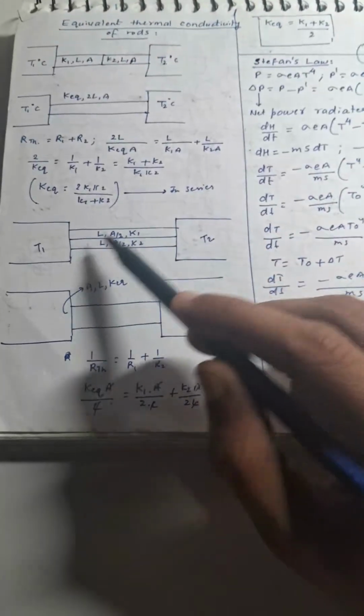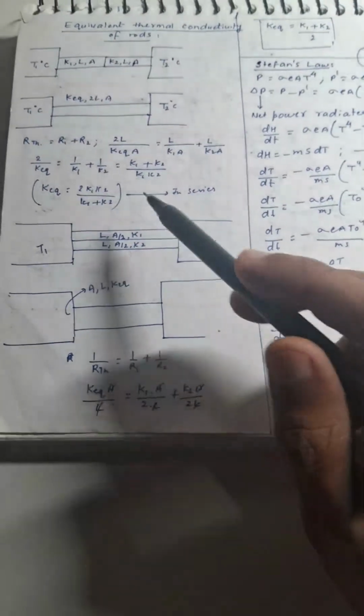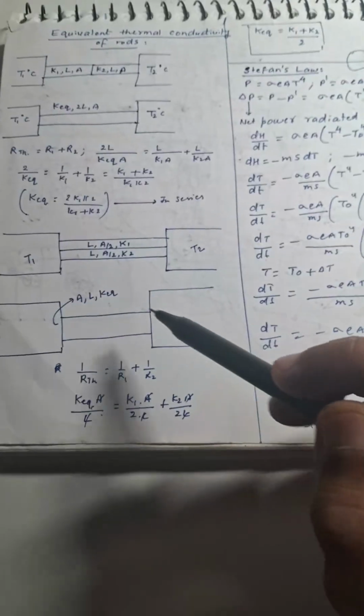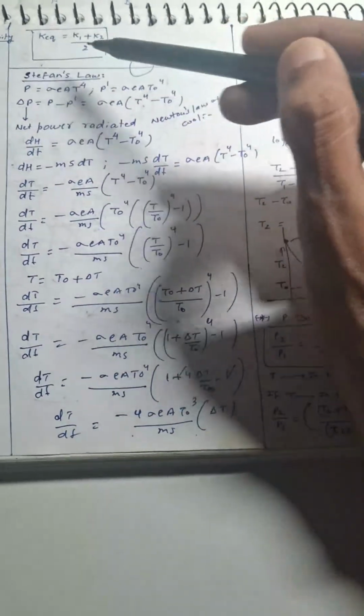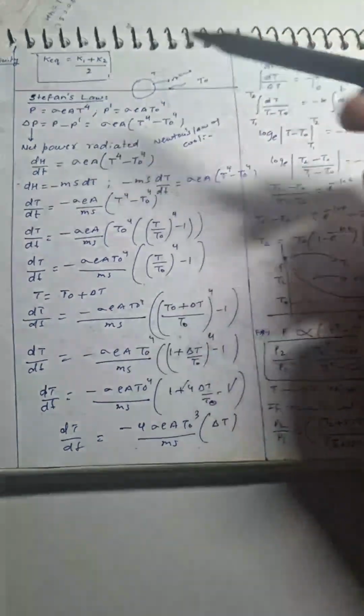Now there is another case, in the case of parallel connection. So the resistances are in parallel. First we find the equivalent resistance. Then using the concept of equivalent, we can say that K equivalent will be (K1 plus K2) by 2.